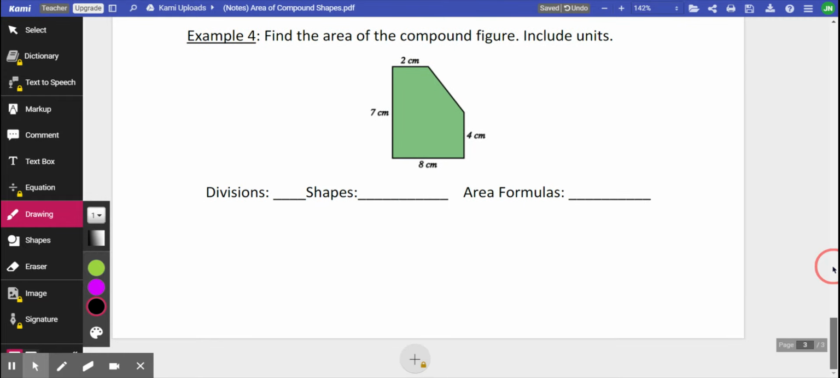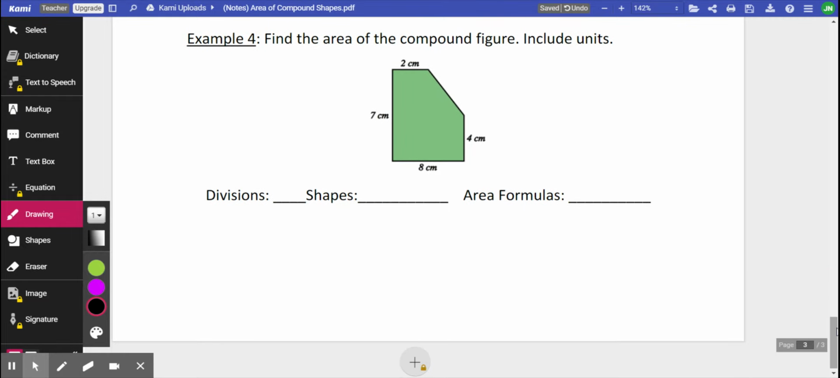So example number 4 is the last one that I have for you guys. Find the area of the compound figure, include units. This one is a little more challenging because you can cut it up many different ways. It really depends on how you want to divide this.